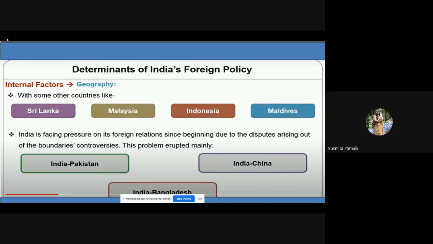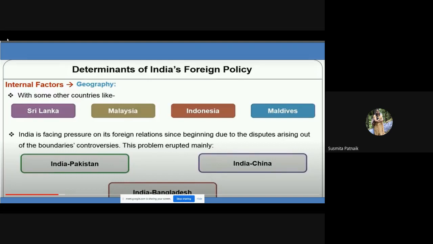And India has been facing pressure on its foreign relations since the beginning due to disputes arising out of boundary controversies, and these problems erupted during 1971, during 1962, and during the 1999 Kargil War. So everywhere India is facing boundary disputes, sometimes with Pakistan, sometimes with China, sometimes with Bangladesh.